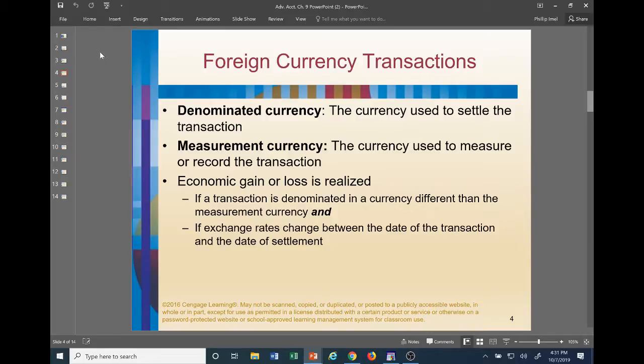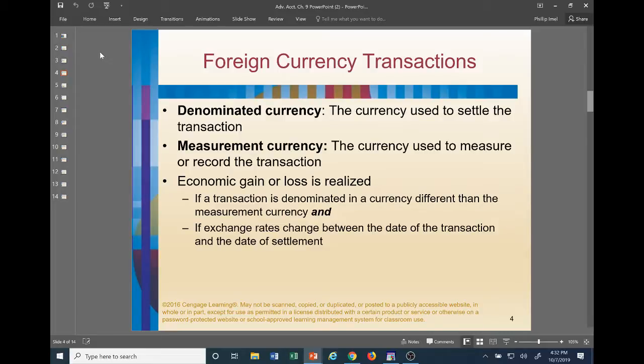One of the transacting parties will settle the transaction in its own domestic currency and also measure the transaction in its domestic currency. For example, let's assume a German company may sell inventory to a U.S. company and require the payment to be in euros. The currency used to settle the transaction is going to be referred to as the denominated currency, and in this case would be the euro.